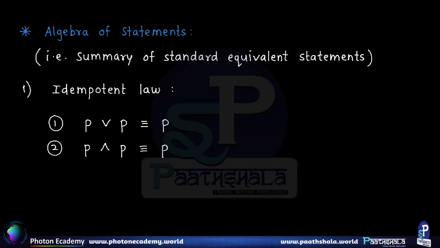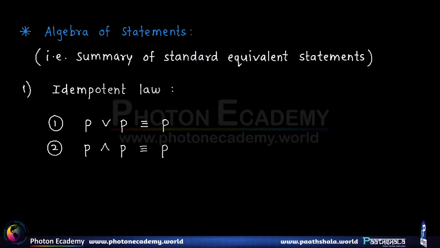Now here we summarize all that we have studied about the truth tables and different equivalent statements about the various types of logical connectives. That is what we call the algebra of statements, which gives us a summary of standard equivalent statements. So we take them as laws and use them directly in solving the sums of logic. The first of them is what is called the idempotent law.